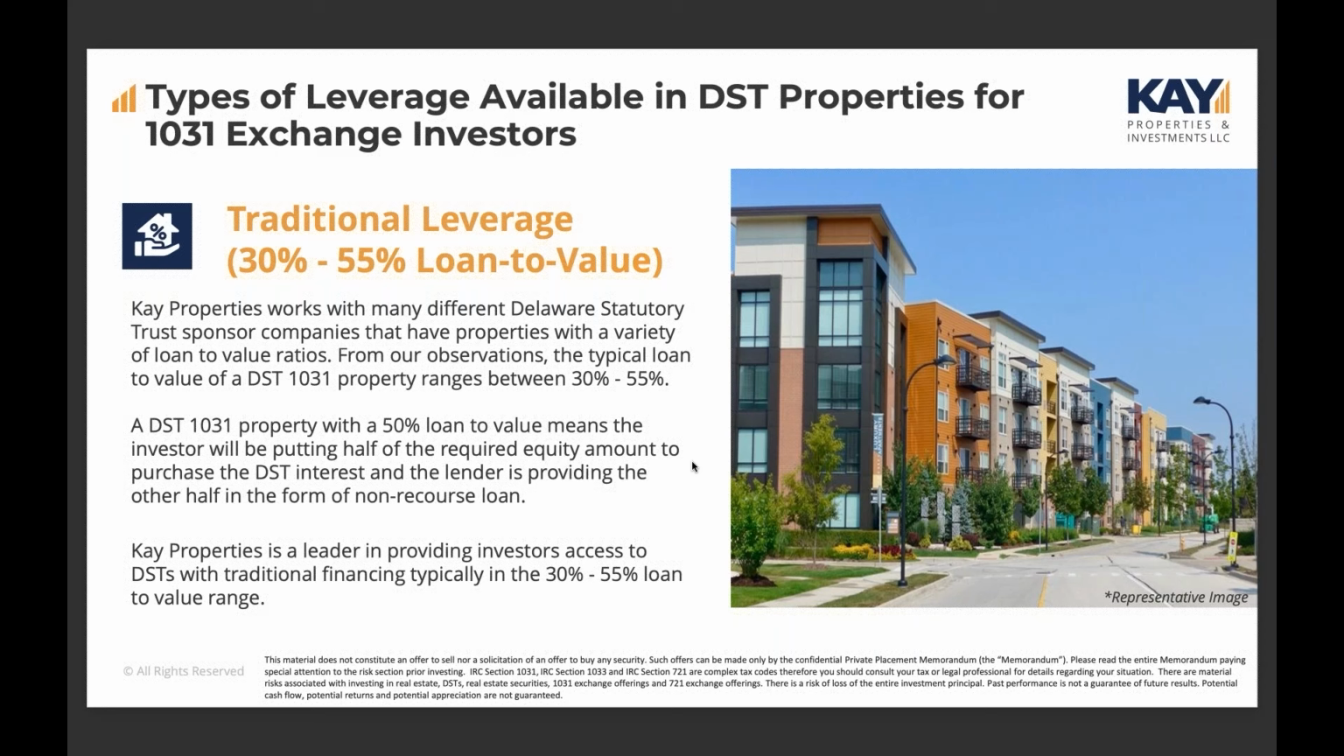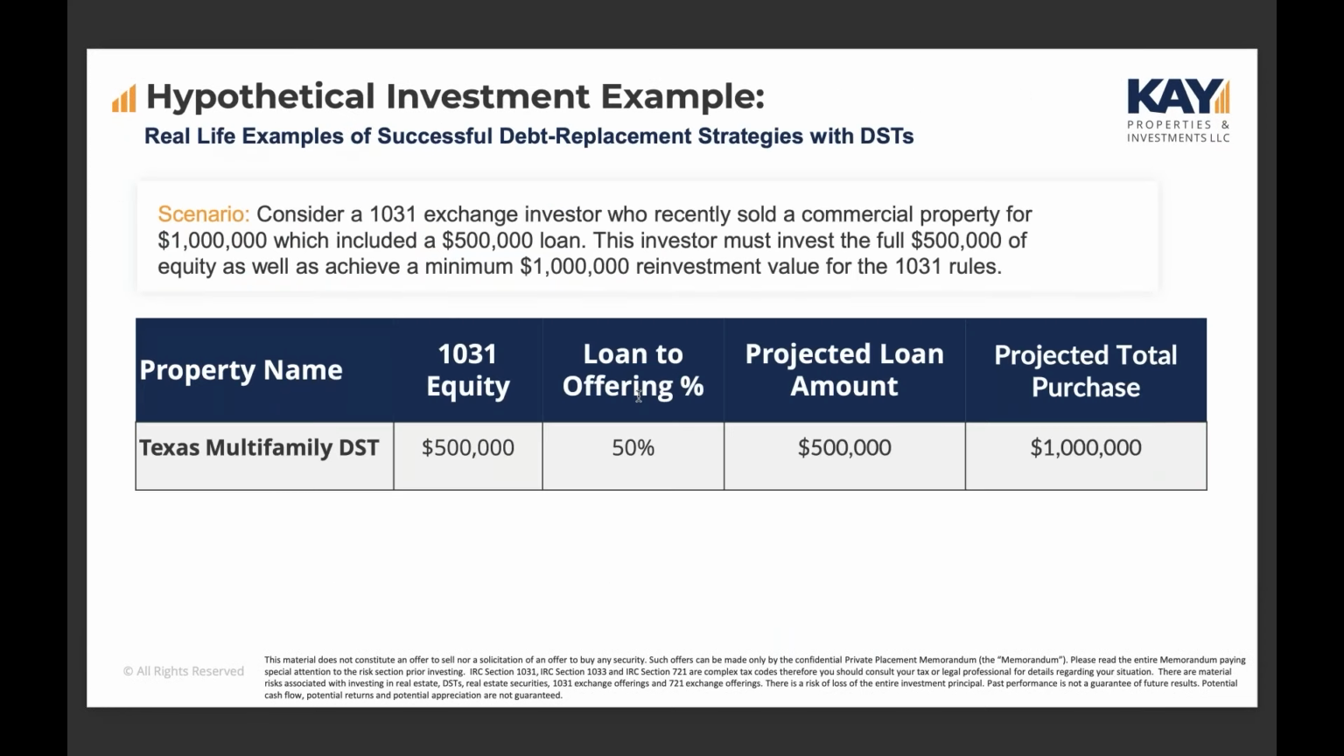So this is the quick visualization that I was talking about a second ago. I know we just used one DST here. Again, we recommend diversifying, but we wanted to simplify it so you could see that if you put 500 grand of equity at a 50% loan to value, you end up buying a total purchase price of $1 million.